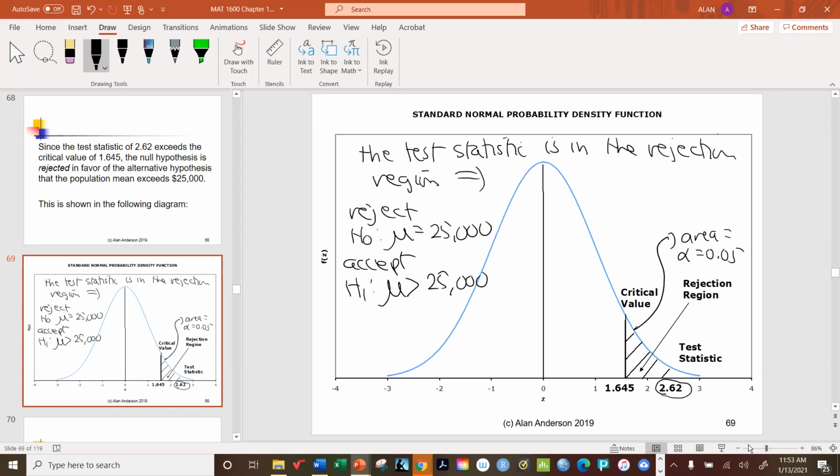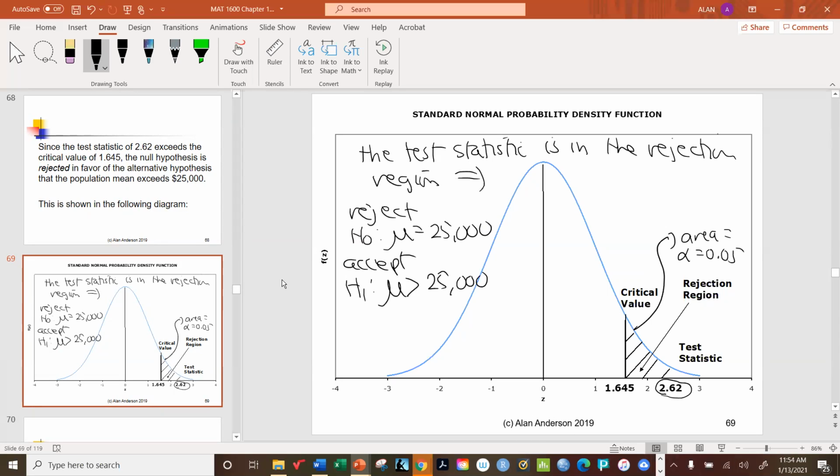Now, you notice we didn't actually go to every single household and figure out what their incomes were. This was good enough, okay? Because we've set up the procedures correctly, we have hard evidence that the mean is greater than 25,000. Wow.